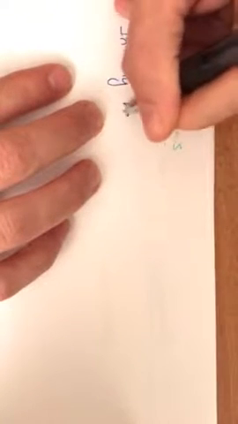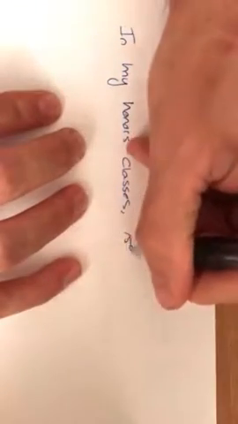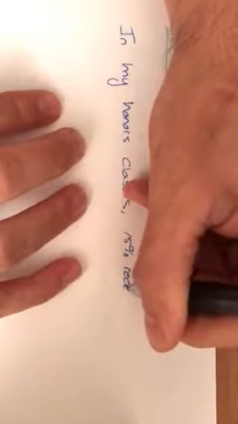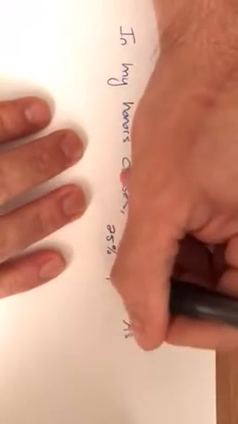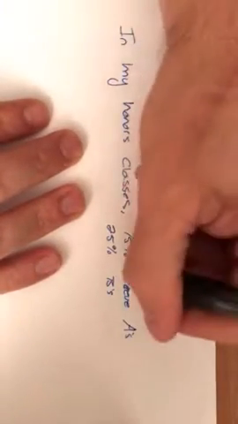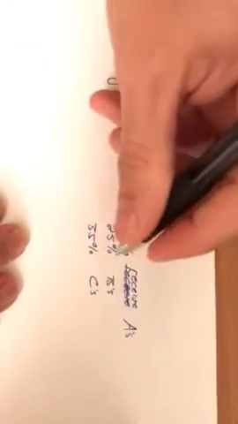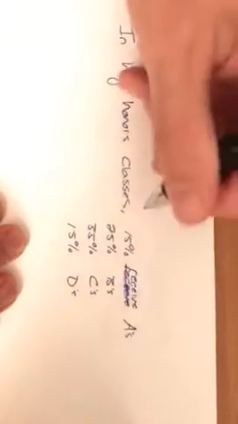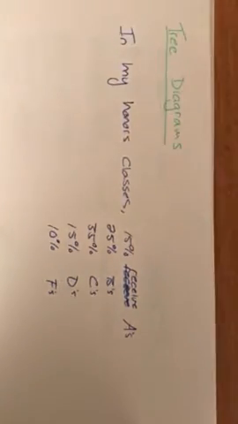So let me give you a scenario. Okay? Let's say in my honors classes, we have 15% receive A's. Okay, we'll say 25% get B's. We'll say 35% get C's. 15% get D's. And then we'll say 10% fail. They get F's. Okay? And that should equal 100%. Let's make sure that's 25, 50, 85. Yep, so there's 100% of my students accounted for.